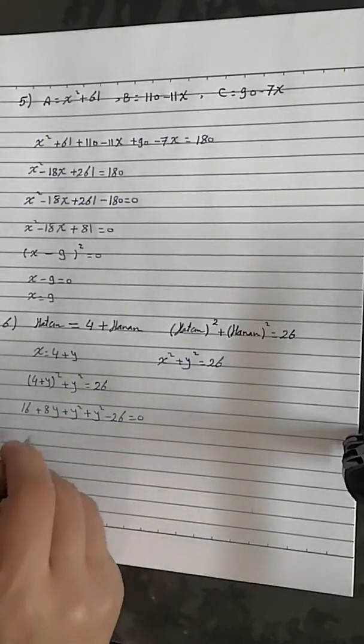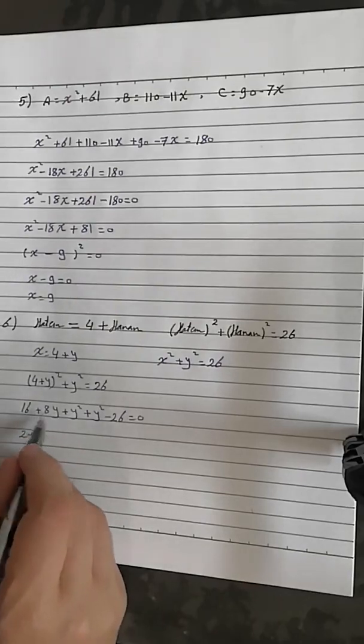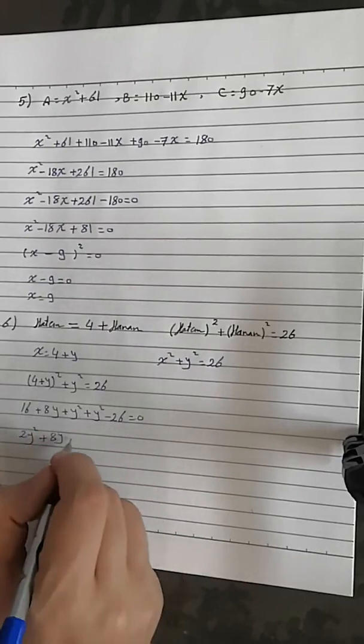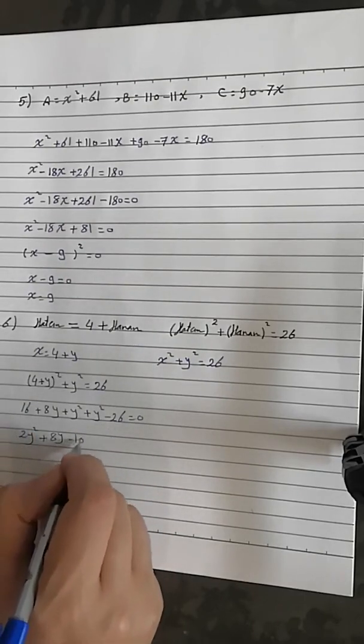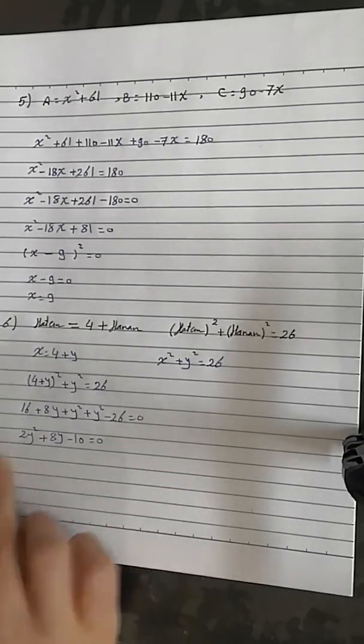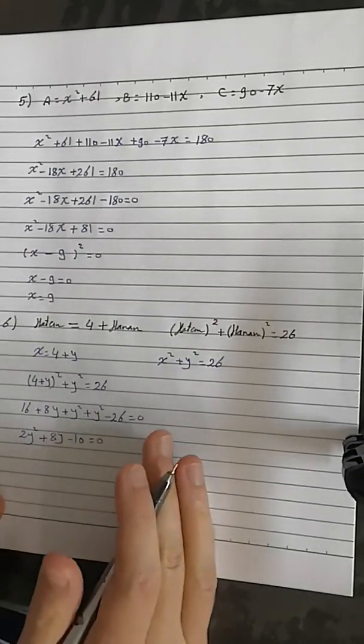Y squared plus y squared, I have in here 2y squared, 8y, 16 minus 26, it will be negative 10 equals 0. All of them are divisible by 2. So I can divide it by 2. But I only can divide it here by 2 because it's an equation. I have 0 on the other side.